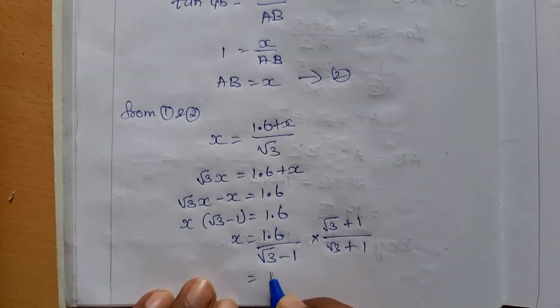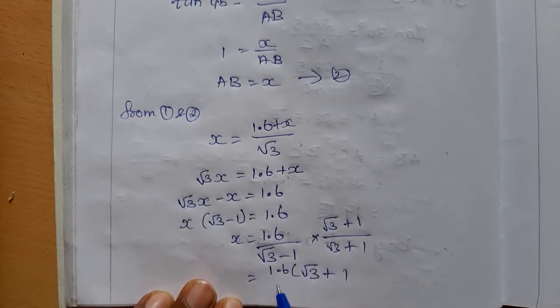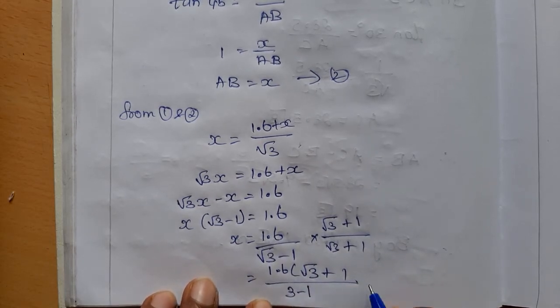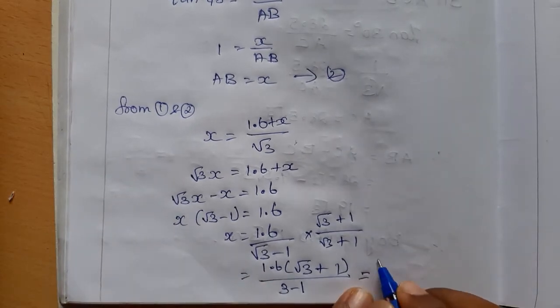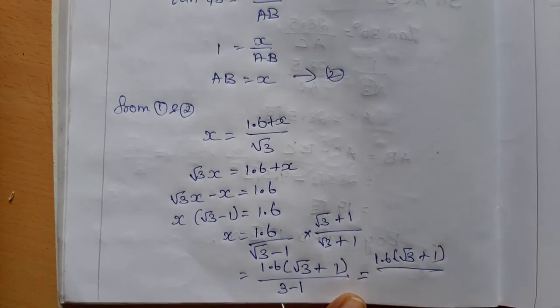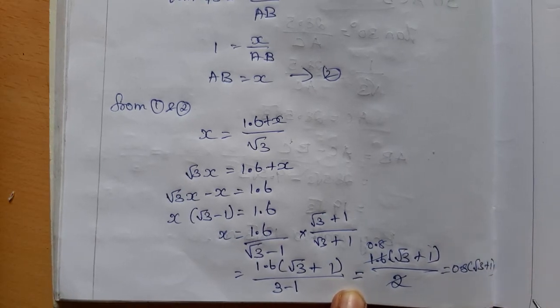So in the top numerator we will be getting 1.6 into square root of 3 plus 1, divided by (a minus b) into (a plus b), that is a square minus b square, right? So we will be getting 3 minus 1. The top will be the same, 1.6 square root of 3 plus 1, divided by 3 minus 1, which is 2, and 2 and 16 can be cancelled, 16 is 8 times, 1.6 is 0.8. So our answer is 0.8 into square root of 3 plus 1, right?